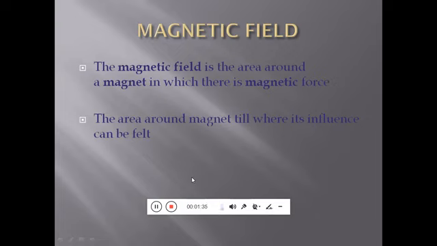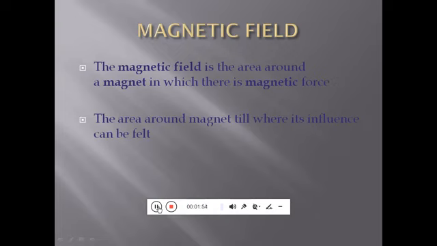So every magnet has a certain magnetic field around it till where you can feel its influence. So that influencing area around a magnet is called magnetic field. So this is what magnetic field means.